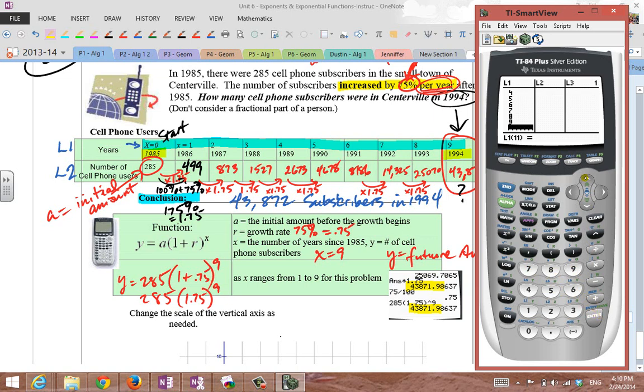All right. Now go back up to the top and enter in your cell phone subscribers, 285, and then 499. Put your left finger on your numbers on the left, and type them in with your right hand, and keep track of what you put in. All right, 873, 1527, 2673, 4678.